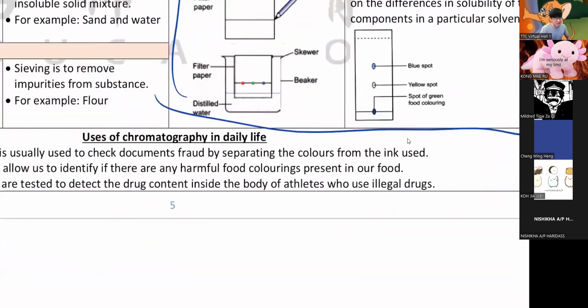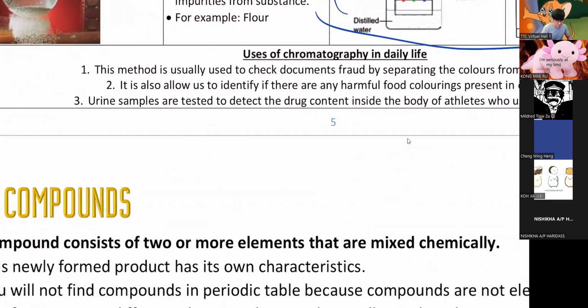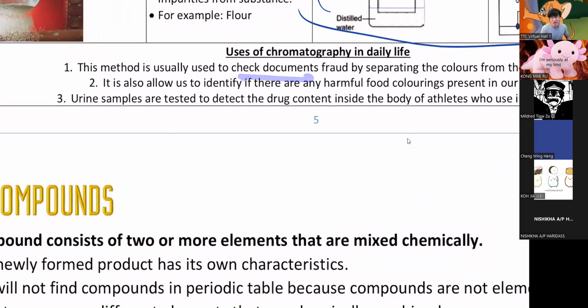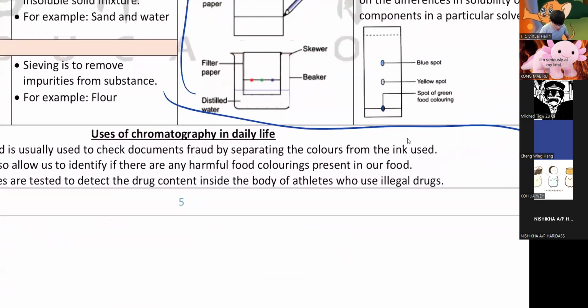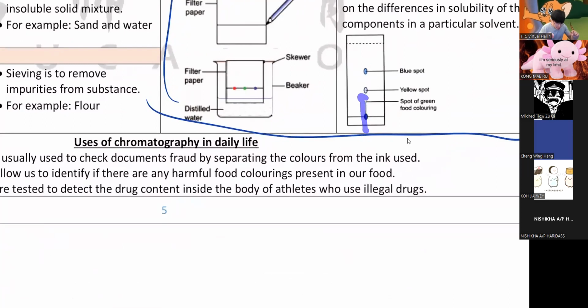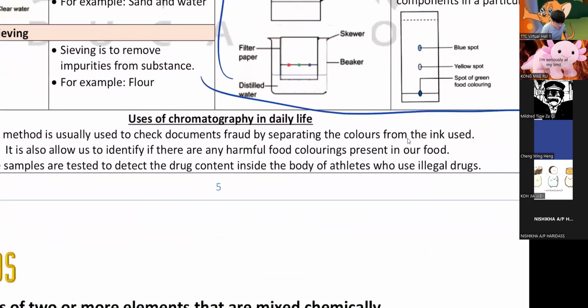So why separate color? This is mostly used to check, number one, documents. Because if you make a fake passport, right, and there's a real and a fake passport, your passport might look the same color, but you're using a different dye. Your dye and the real official dye might have different weight. So when you dip it in water and this thing goes up, if your dye and the official dye are at a different height and different weight, that means your dye is fake. It doesn't match the official dye. So it's used for document fraud.